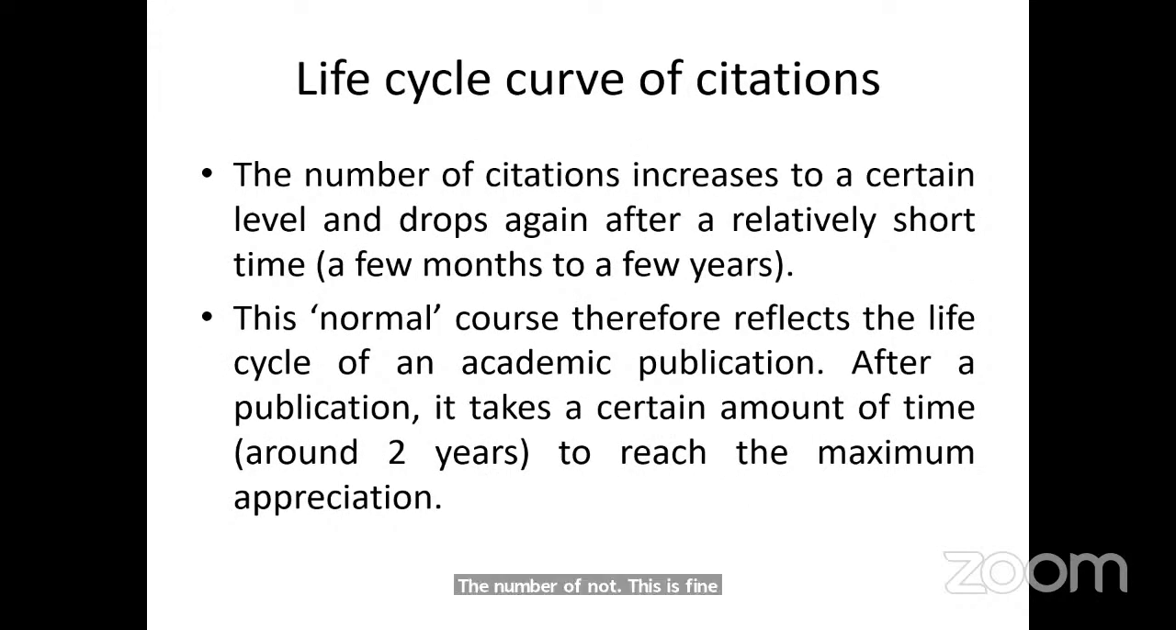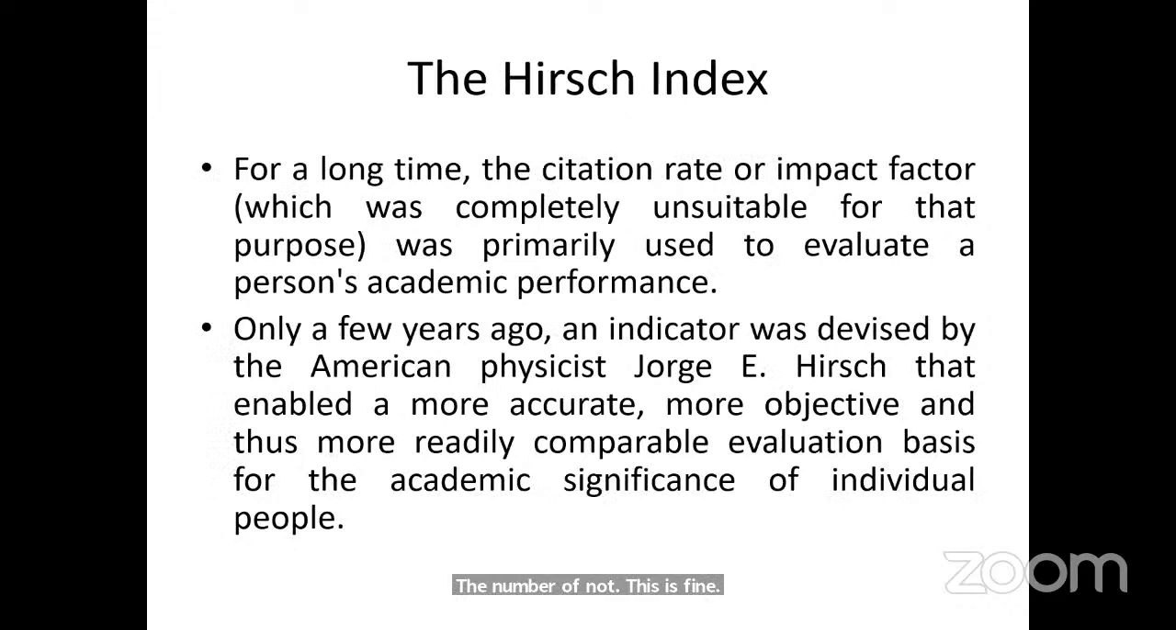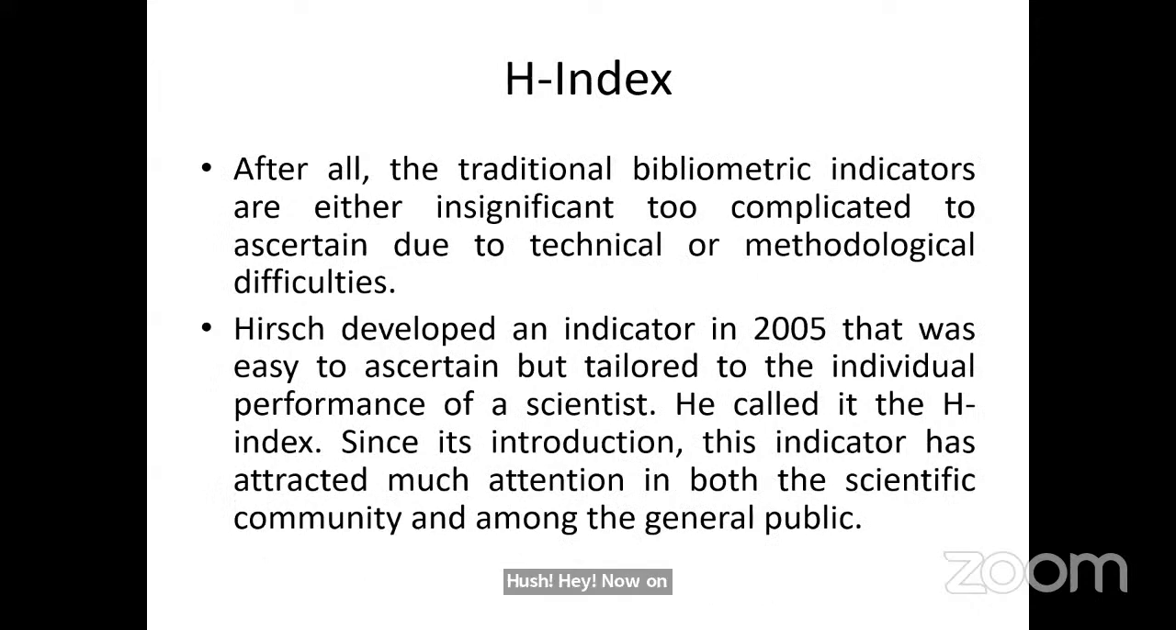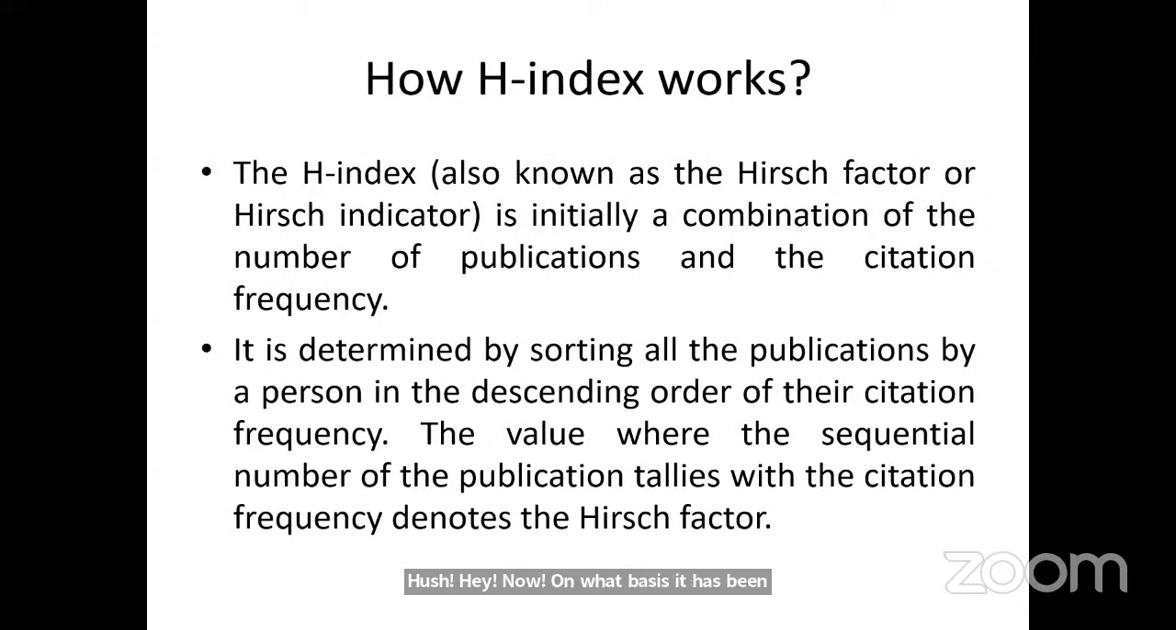Now the first thing on the basis of which we evaluate the researcher's contribution is the H index, which was developed by George E. Hirsch. Right. Now, on what basis was it? The H index is initially a combination of number of publications and the citation frequency. Now, how is it calculated?